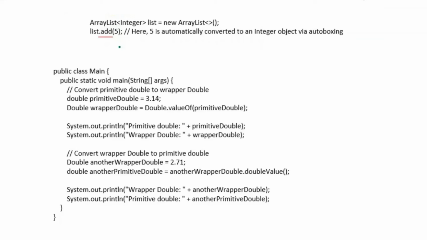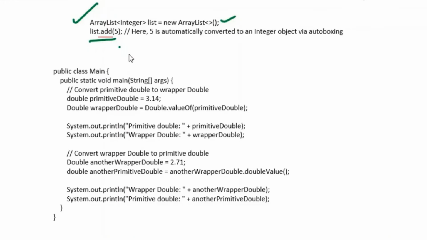Now, let's talk about one important topic: wrapper class, ArrayList, autoboxing, unboxing, and the valueOf method. In very simple words, I can make you understand what these concepts are. See here, we have a simple code. Here we have one ArrayList created, and here I have written list.add(5). So, what happens over here?